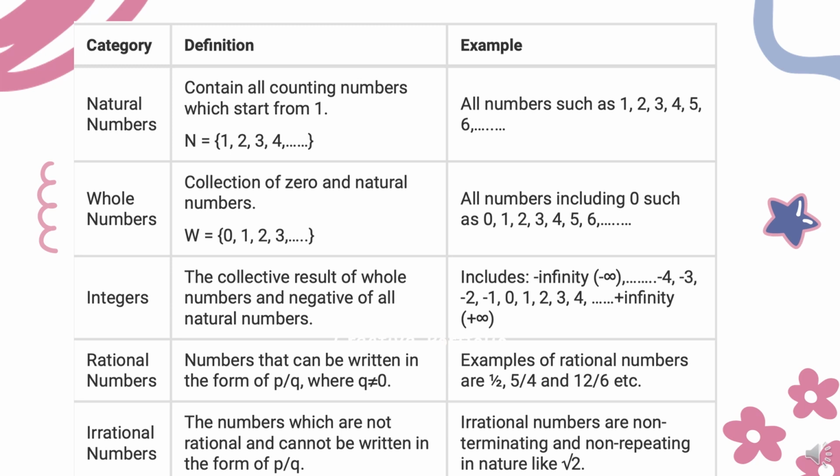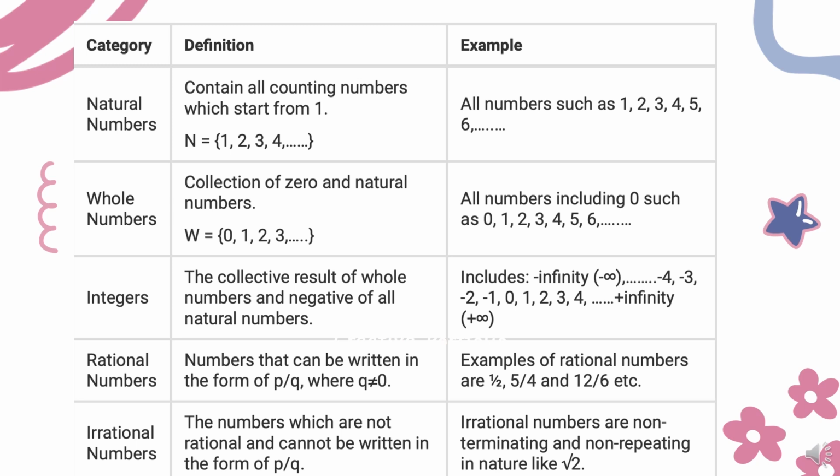First, we have the natural numbers. It contains all counting numbers which start from 1. For example, all numbers such as 1, 2, 3, 4, 5, 6, and so on. Next, we have whole numbers, the collection of zero and natural numbers. For example, all numbers including 0 such as 0, 1, 2, 3, 4, 5, and 6.